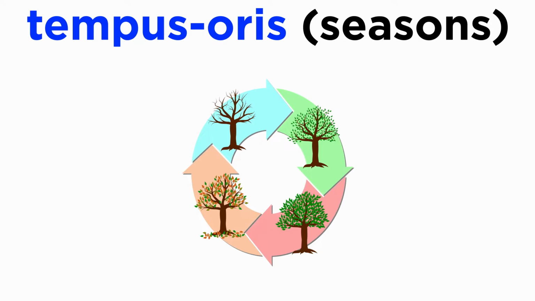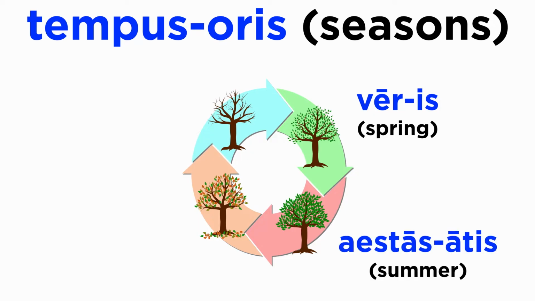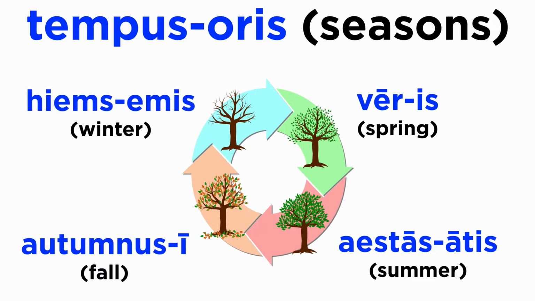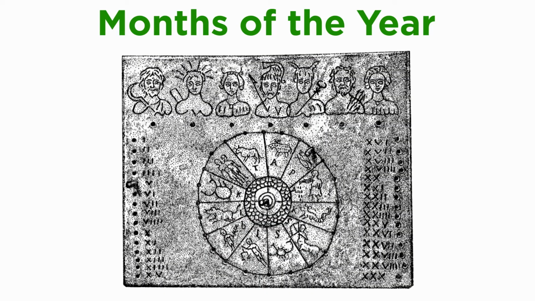Tempus, temporis. Ver, veris. Aestas, aestatis. Autumnus, autumni. Iems, iemis. Moving along, there are 12 months in the year.